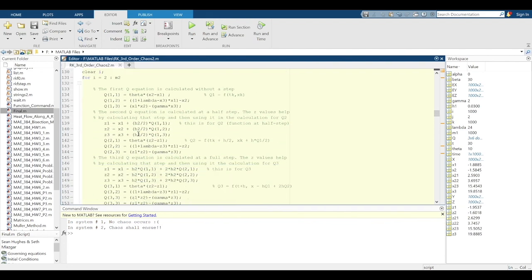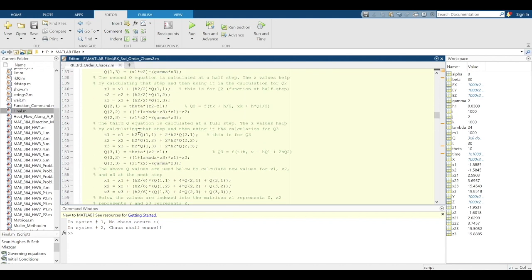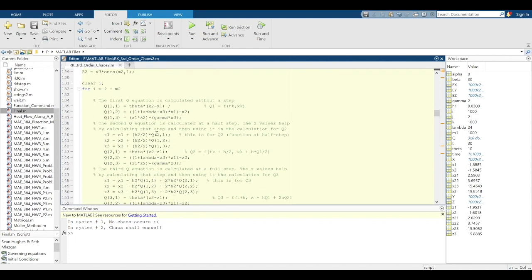The reason that we want to do this twice is because there's not a way for us to determine error for this function. There's not a closed-form function for the Lorentz attractor system. We only have our differential equations.